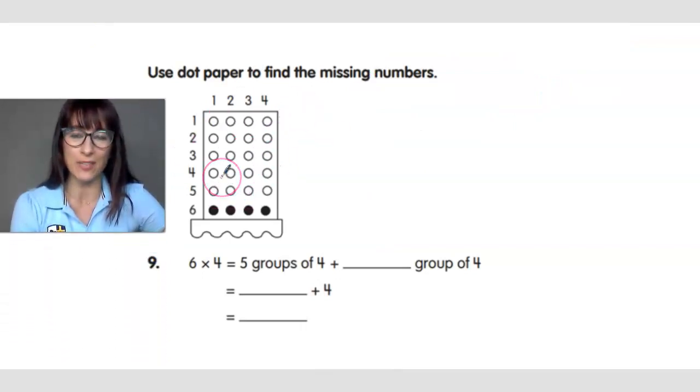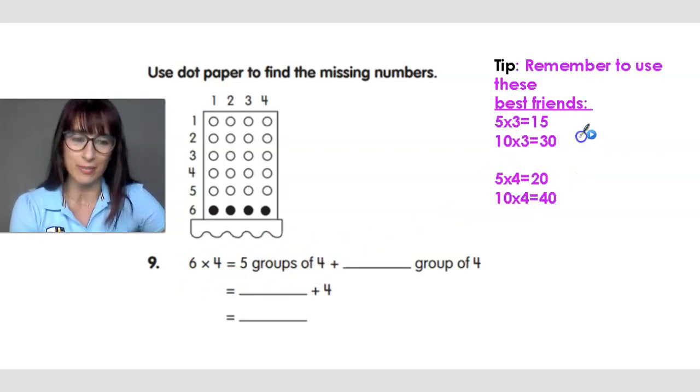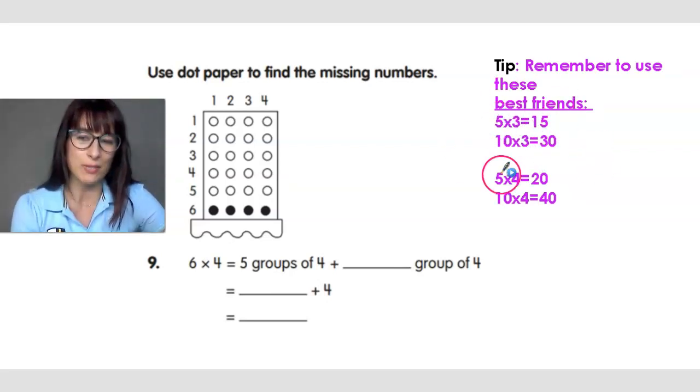I have a dot paper that we need to use to find the missing numbers. It says 6 multiplied by 4 equals, and again here they use the best friend, 5 groups of 4, because it's closer to number 6. And I'm going to remind myself of the tip that we can use the best friends. Since this is a table of 4, I would use these best friends. Since it's number 6 that they want us to solve, the closest one to number 6 is this one.